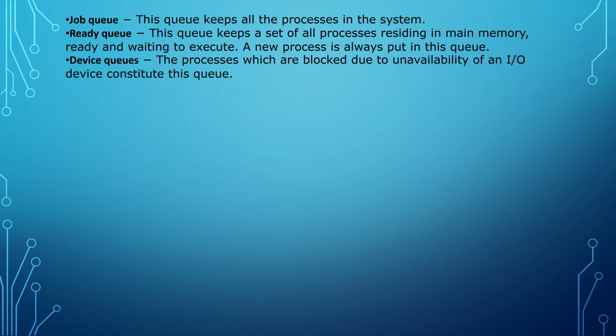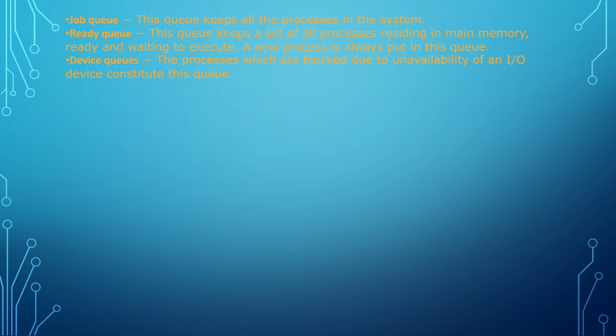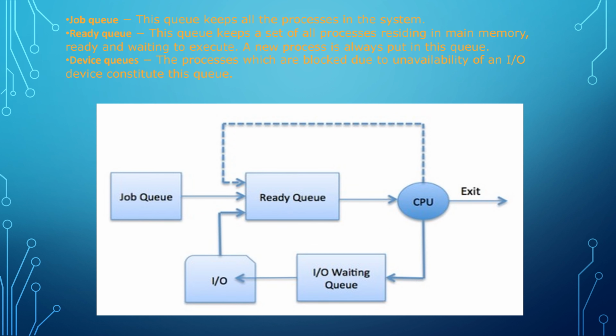Here are some process scheduling queues. The first one is the job queue. This queue keeps all the processes in the system. Ready queue: this queue keeps a set of processes residing in main memory, ready and waiting to execute. A new process is always put in this queue. Device queue: the processes which are blocked due to unavailability of an input-output device constitute this queue. Let us see the architecture of the process scheduling queue as given here.